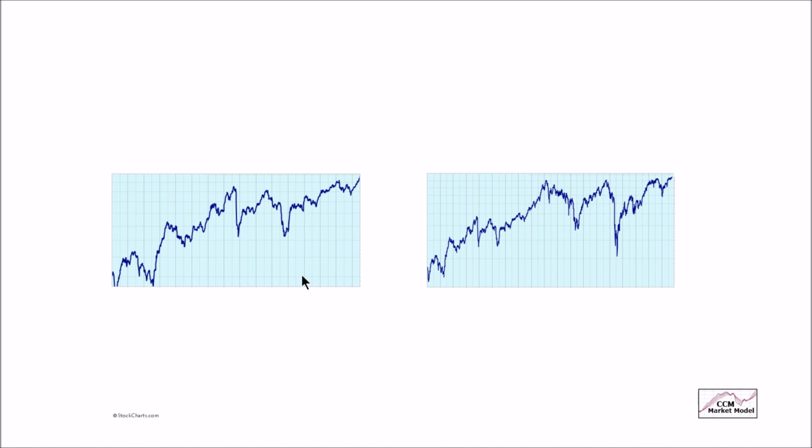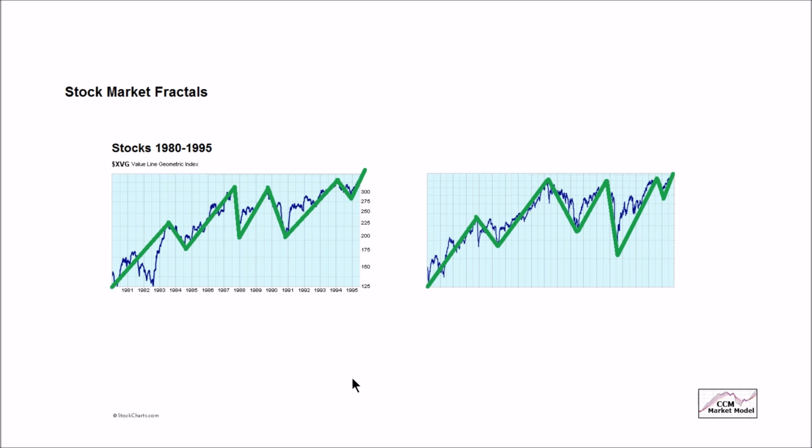Thus, like the daily and 30-minute chart of the S&P 500 that we reviewed at the beginning of the video, these charts have some similar characteristics in terms of price movements. What charts are we looking at? Let's start with the chart on the left. The chart on the left is the Value Line Geometric Index from 1980 to 1995.